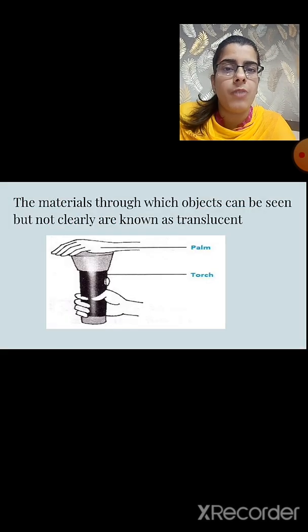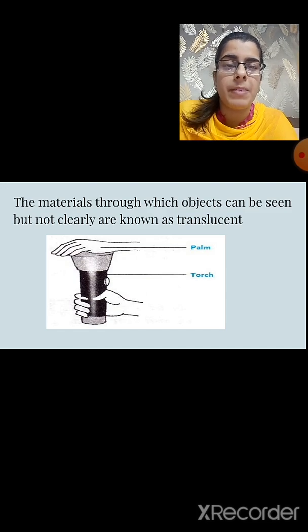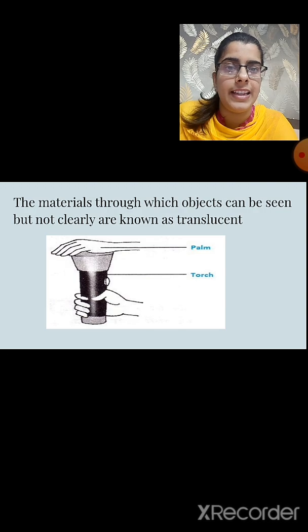While through some materials we can see, but we cannot see properly. The materials through which objects can be seen but not clearly are known as translucent materials. We have seen the example of butter paper. If you hold a butter paper, you will be able to see some things, but you will not be able to see them clearly. So such objects or materials are known as translucent materials.